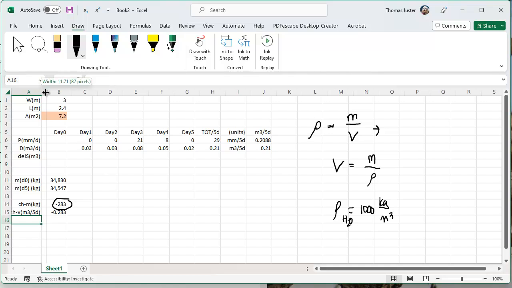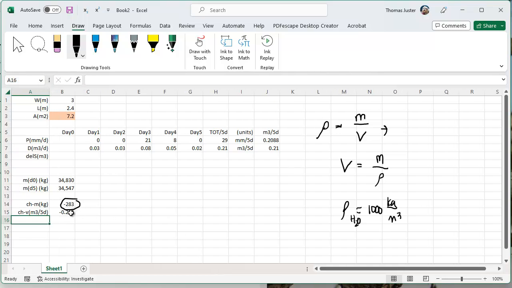So over the 5-day period that I ran my experiment, the monolith lost a water equivalent to 0.283 cubic meters. It received 0.2088 cubic meters of water from precipitation, and it lost 0.21 cubic meters from drainage. And the reason I wrote this up here is just to remember, this is the change in the water stored in the monolith. It was equal to B15. So I've put them all in the same column here: the change in the water stored, volume lost by drainage, volume gained by precipitation.